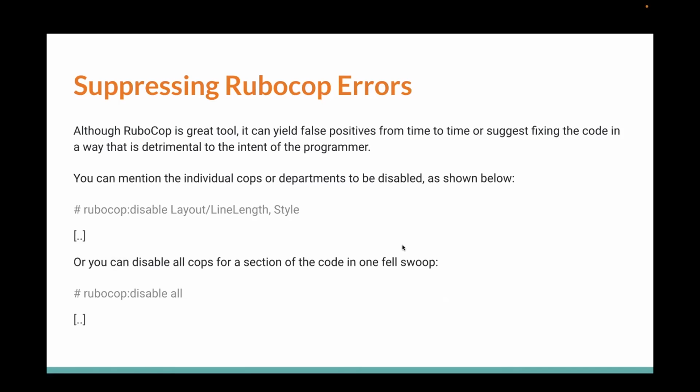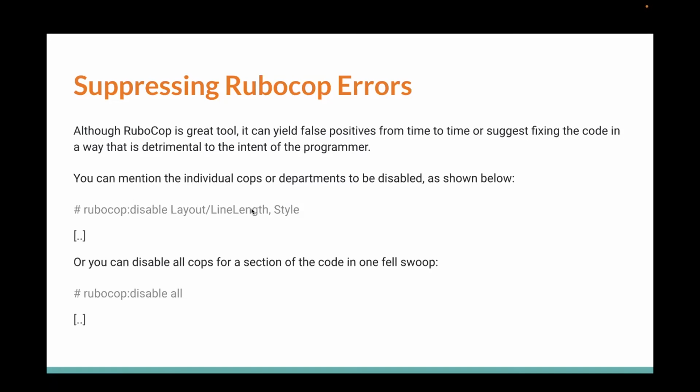Yeah, although Rubocop is a great tool, it can sometimes yield false positive results. In that case, you can prevent the violation by simply writing a comment in a method with rubocop:disable. You can disable each individual cop, like in this way. The Layout and Style cops are disabled here, and if you want to disable all the cops in that method, then you can just write a comment on the method with rubocop:disable all.